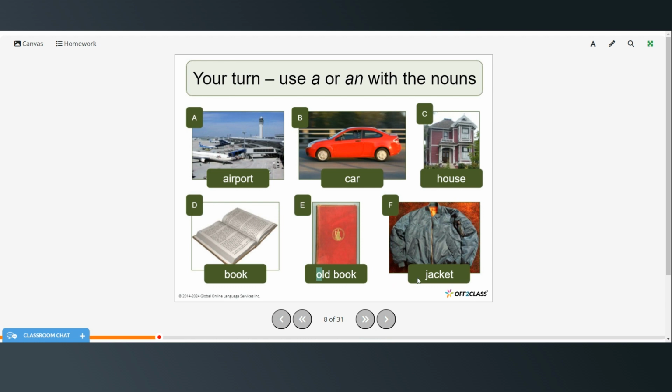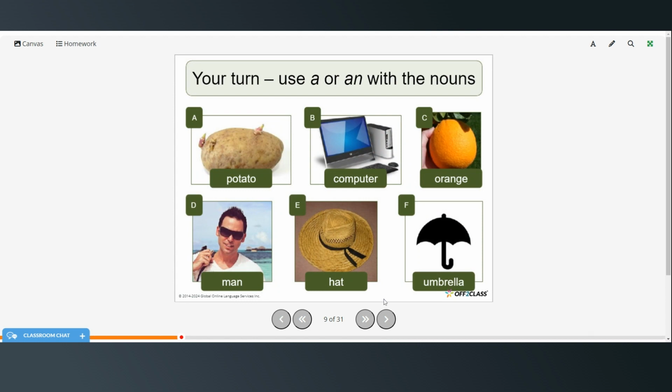And jacket would be a jacket. All right. Potato, a potato. Computer, a computer. Orange, an orange. Man, a man. Hat, a hat. Umbrella, an umbrella.